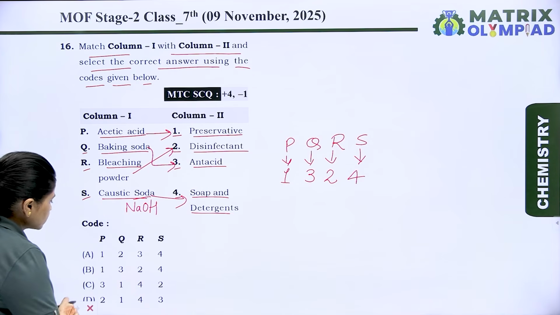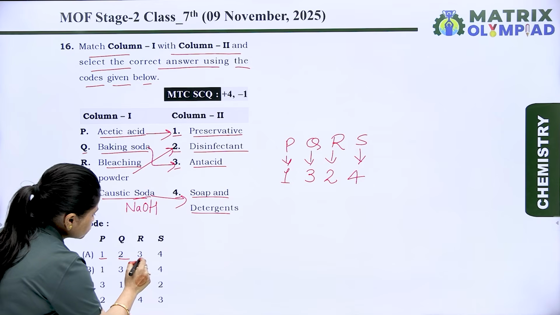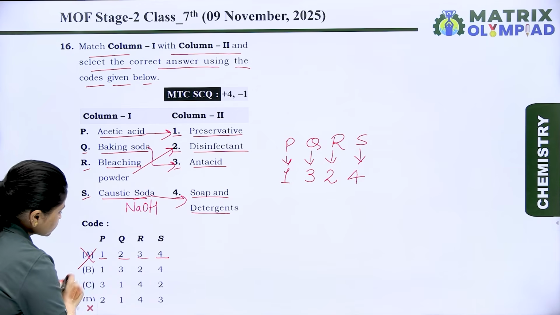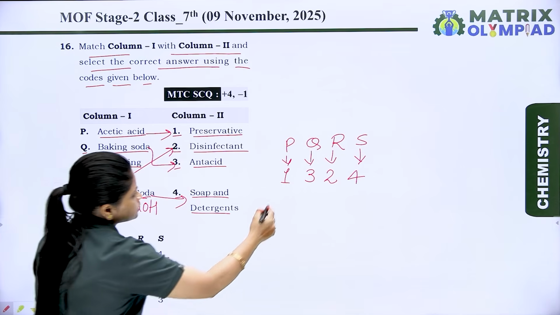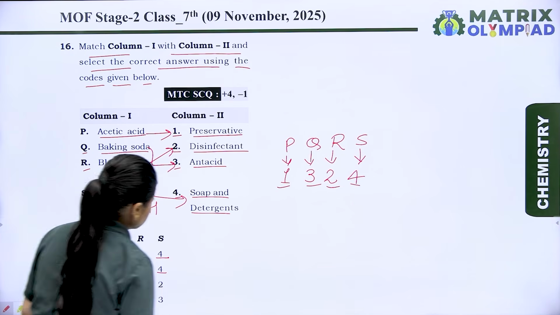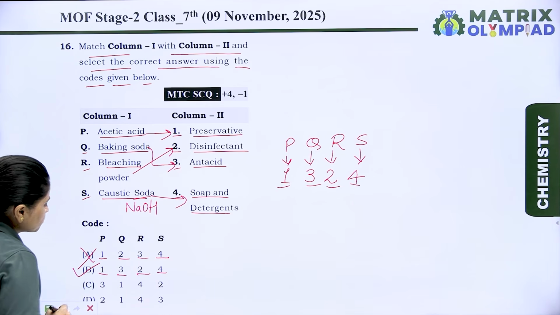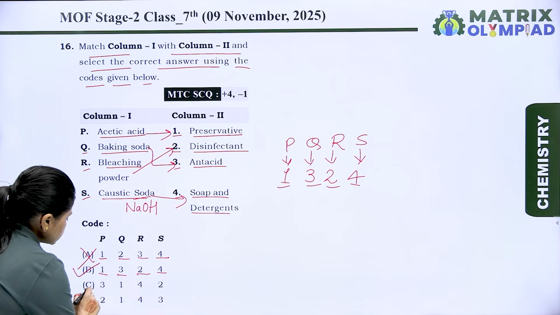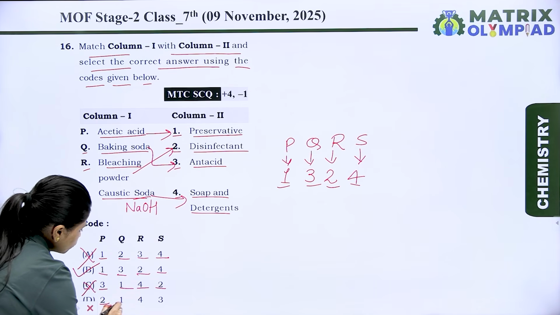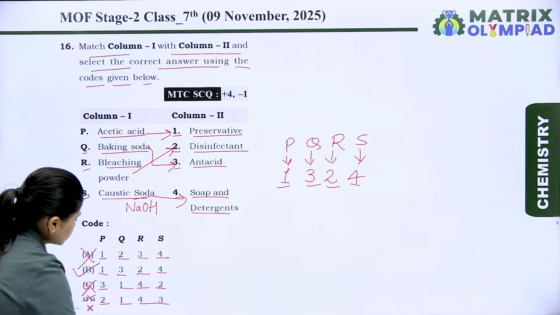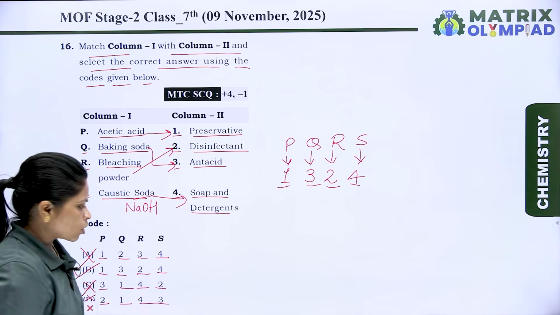Now the options are option A 1, 2, 3, 4. No, it is wrong. Option B 1, 3, 2, 4. Yes, 1, 3, 2, 4 is correct. So B is the answer. C 3, 1, 4, 2. No, it is wrong. D 2, 1, 4, 3. No, it is again wrong. So the answer is option B.